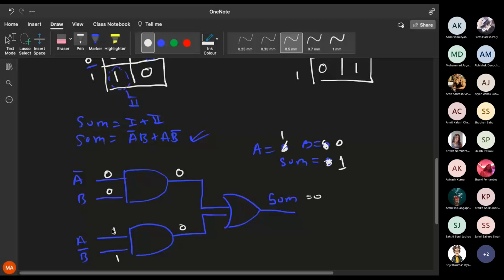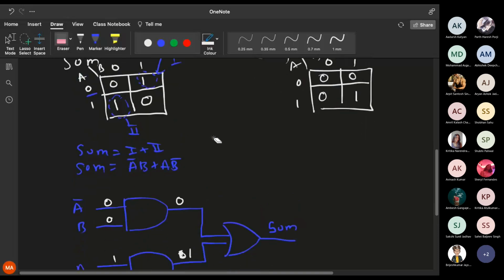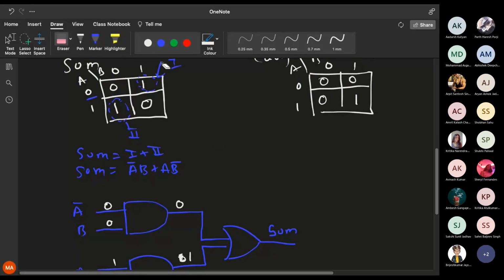Yes, sir. So if you AND 1 and 1, what will the output be in this case? 1. If one of the inputs of an OR gate is 1, the output is 1. So that means the circuit is working pretty fine. No issues with the circuit. Clear? Yes, sir. So I hope you got this idea of how the circuit was made. Now, looking at the same way, can you make the circuit for carry? It is very simple, even simpler than this. Tell me what the circuit of carry will look like.